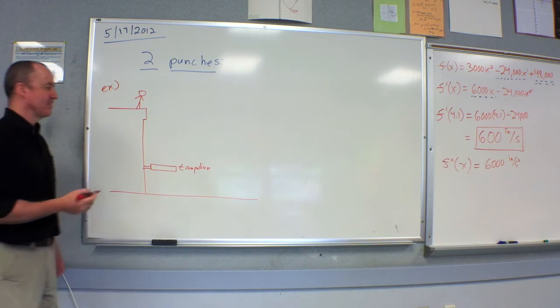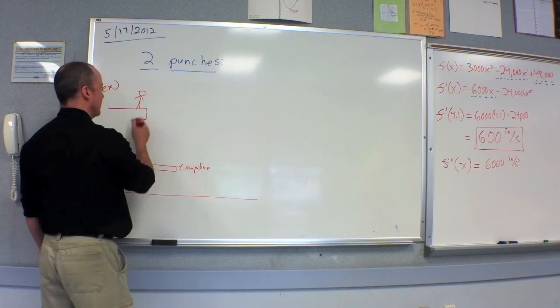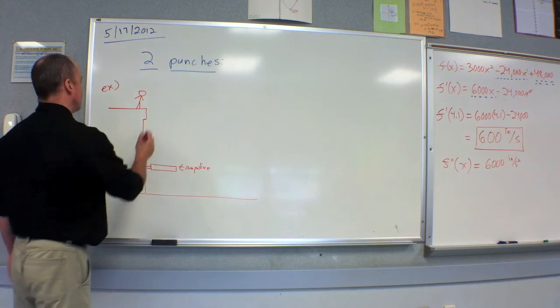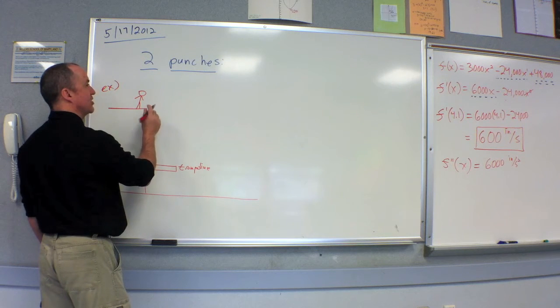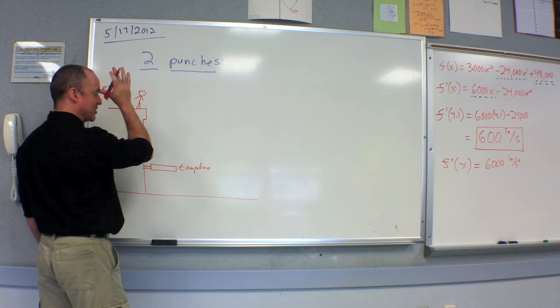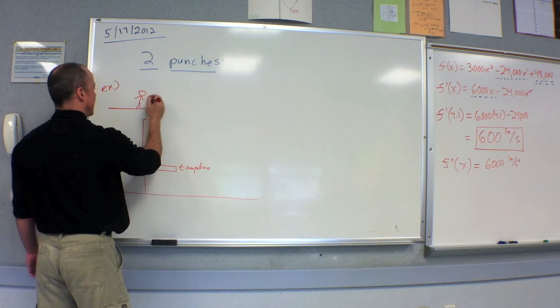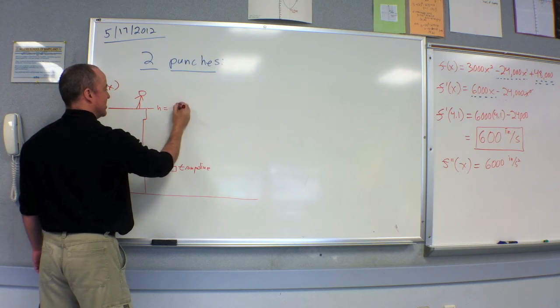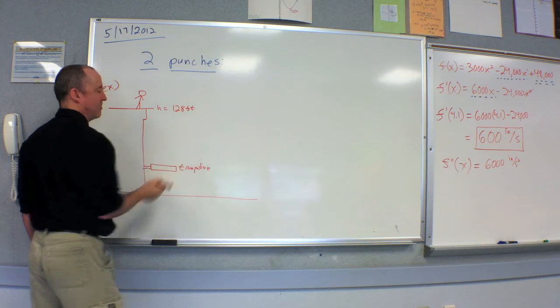Here's a trampoline, okay? Here's a person. I'm gonna mess this up. There are numbers I could pick that would make this work perfectly, but I'm just gonna do one of them. I'm gonna say his height is 128 feet.